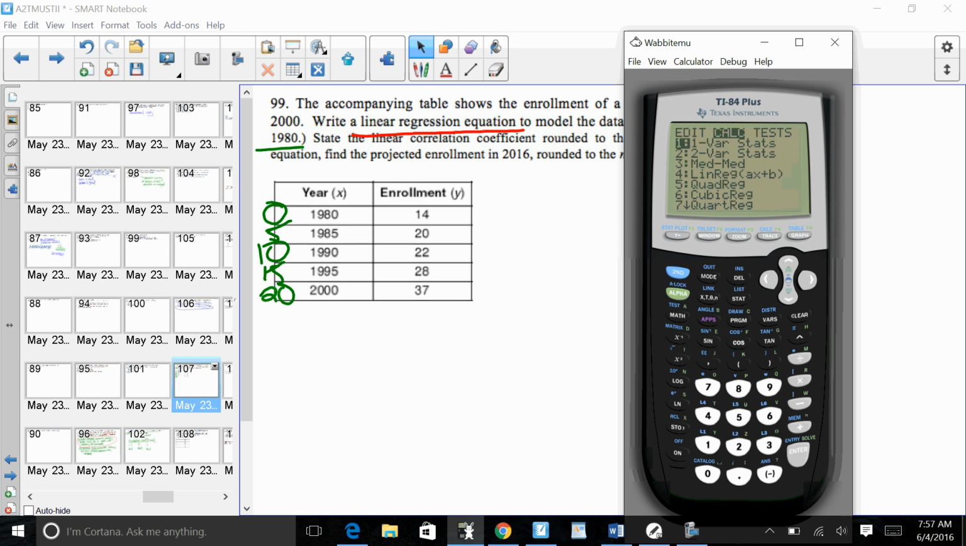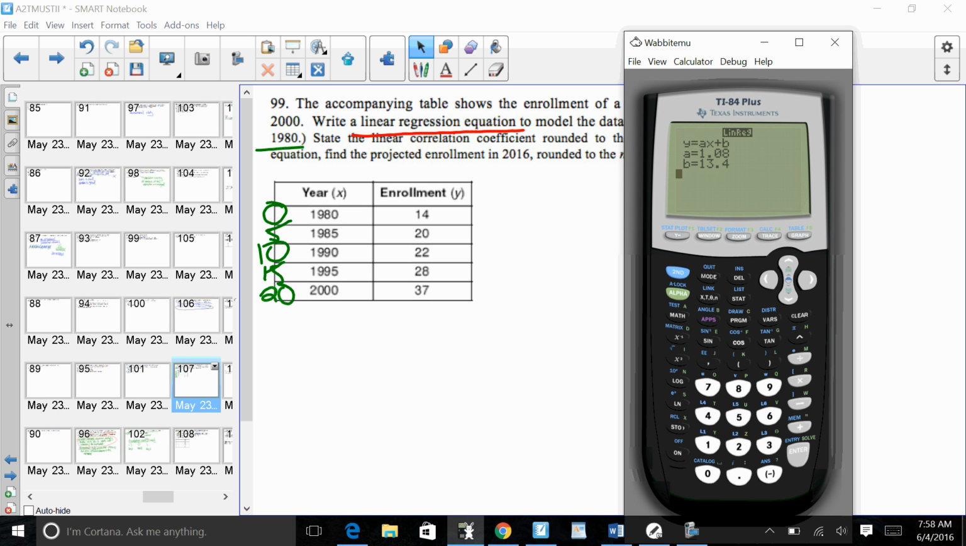Stat, calc, pick the appropriate regression. This is a linear regression, so I go to choice 4, which is linear regression. Choice 8 is also linear regression, but we're used to ax plus b, not a plus bx, so I'm going to stick with that. X list should be L1, Y list should be L2. You should never have a frequency list for regressions. You can have it for measures of central tendency, but that's it.